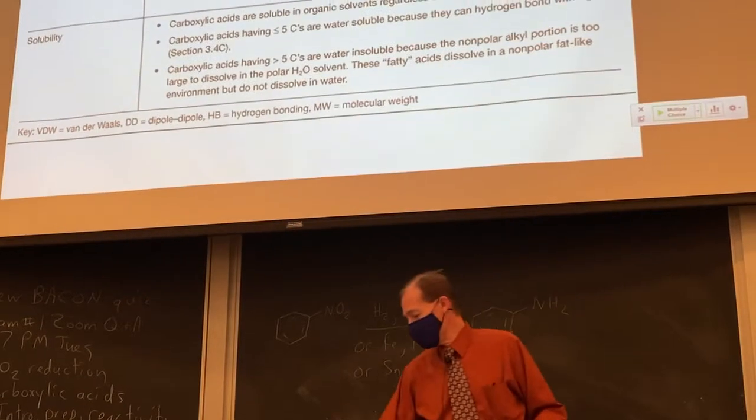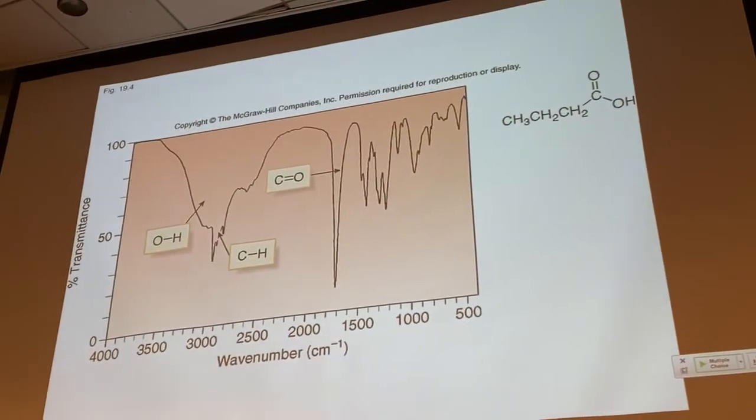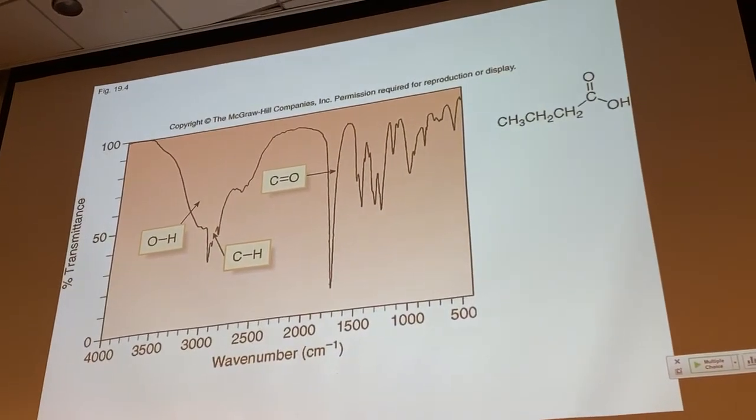All right, now let's go on to spectroscopy. Here is an IR spectrum of butanoic acid. We see 2 key features. First, we have the sharp carbonyl peak at 1700, the CO stretch. And then we have an OH stretch, which we know is broad and above 3000.